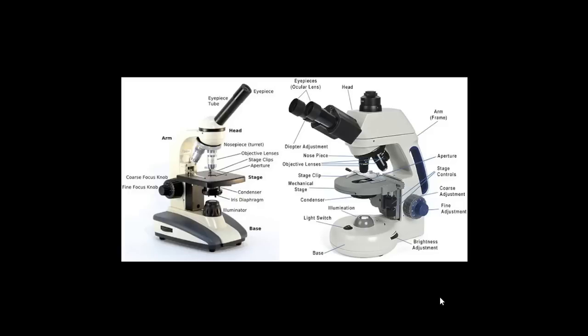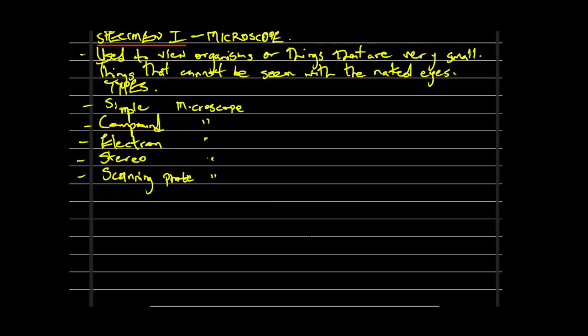Number one, you hold the microscope by the support stand and hold the arm when carrying the instrument around. Always carry the microscope upright, as the eyepiece could fall off anytime.